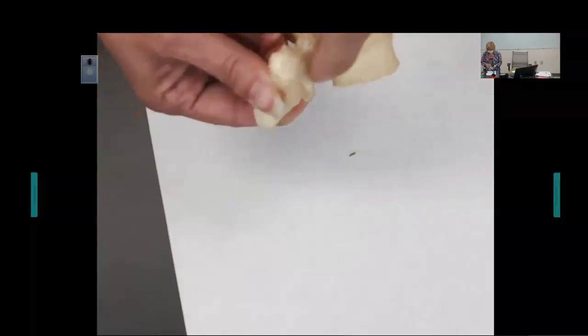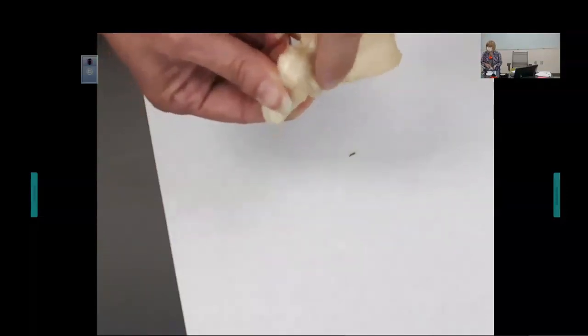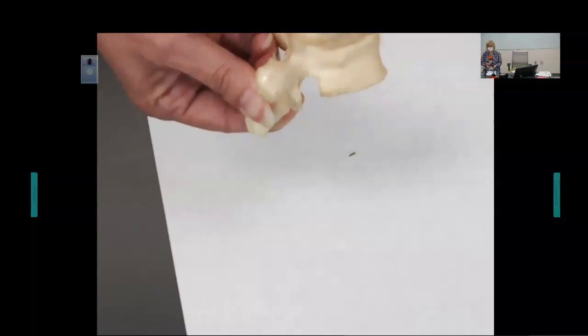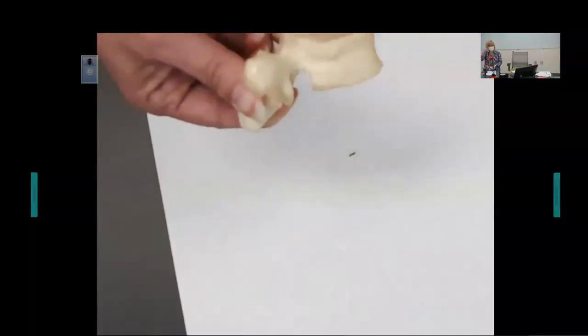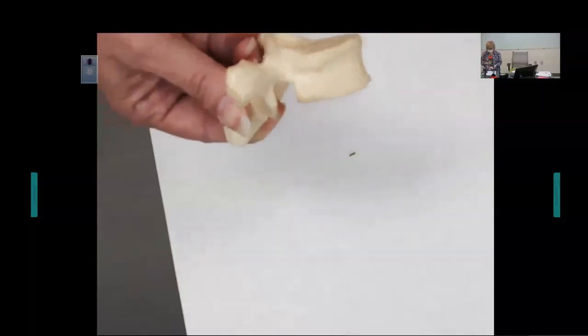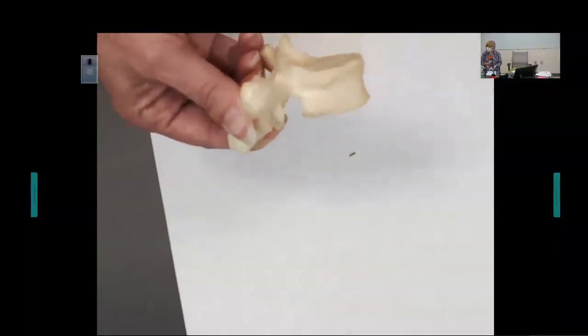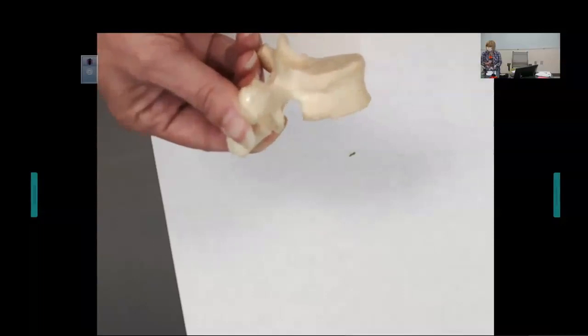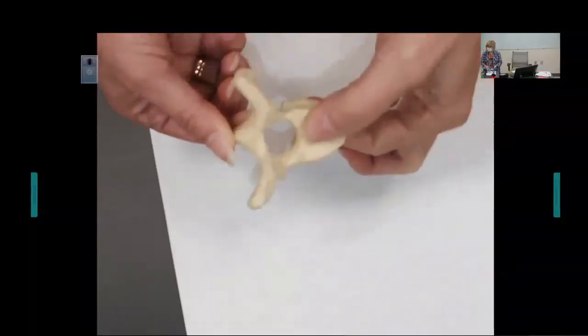But just on a single bone, this is called the neural arch. Doesn't it look like an archway? Yeah, we're going to label that on that paper with you, so y'all don't worry about trying to label yourself. I'll label with you. Okay, so that is the neural arch. Everybody okay?